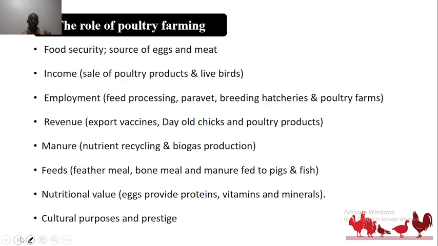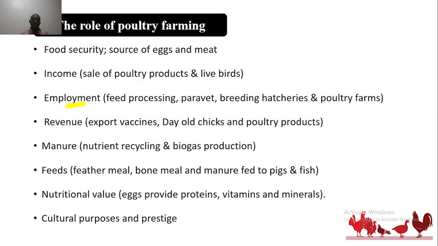In comparison to other proteins from animals, for example, pork is going for 15,000 per kg. So if you want to get cheap protein, just get it from chicken, where we have white meat, which is tender. Then poultry provides income. The farmer who is selling the poultry product can sell the live birds. Then you have some people who are involved in these poultry products, meaning it provides income. You have employment.